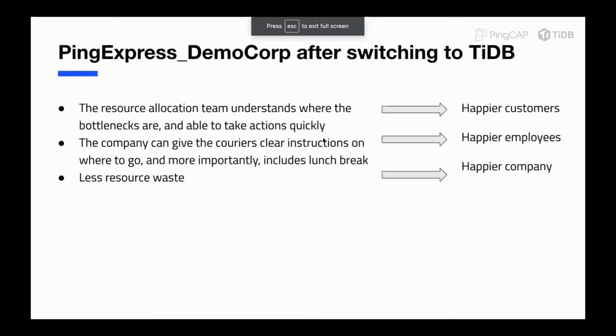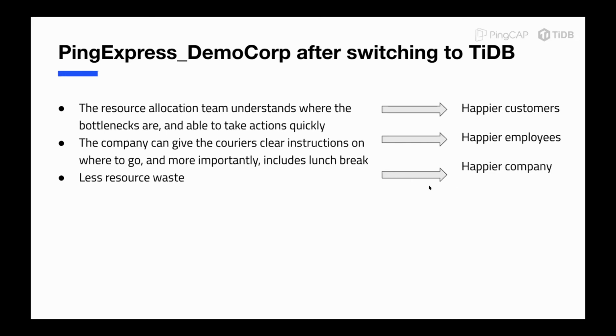So after switching to TiDB, PingExpress Demo Corp is becoming a much better company. So the resource allocation team can understand where the bottlenecks are and take actions quickly. So that's making customers more happy. And the company can give couriers clear instructions on where to go, and more importantly, include their lunch break. So the employees are happier. And for the company, there are fewer resources wasted. They can save fuel. They can save lots of different resources. So it's a win-win-win situation.